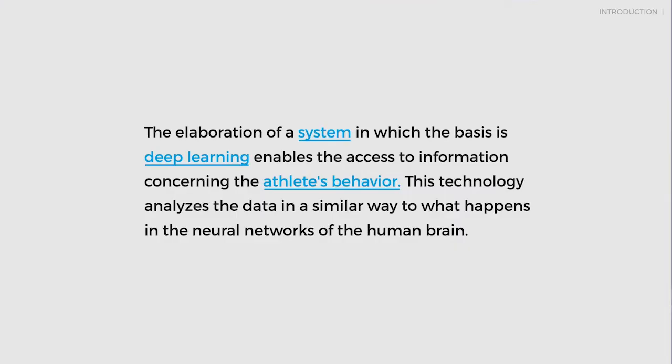This project is integrated in a work team whose focus is the development of the technological and design components. The development of a system that is based on deep learning allows access to information regarding the athlete's behavior. This technology analyzes the data in a similar way to what happens in the neural networks of the human brain. It is a method that drives autonomous learning on different devices by constantly processing data. Automating performance enables the ability to respond quickly to numerous adversities, such as the position characteristics of Taekwondo.